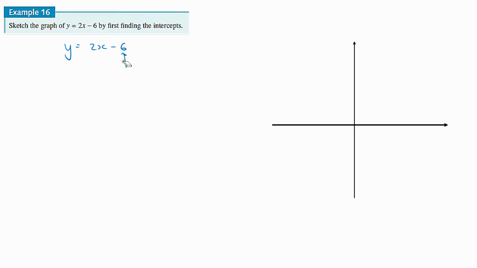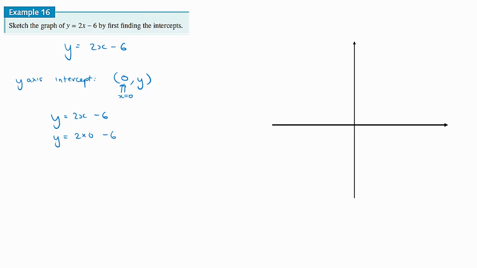But let's say you didn't know that. We're going to still go through the same process I showed you before. Y-axis intercept. To find this, we know that the x-coordinate is always 0. We don't know what y is, but we do know x is always 0. So according to the equation, y equals 2 times x minus 6. We know that x is always 0, so now you have y equals 2 times 0 minus 6.